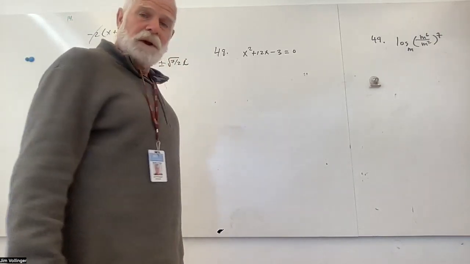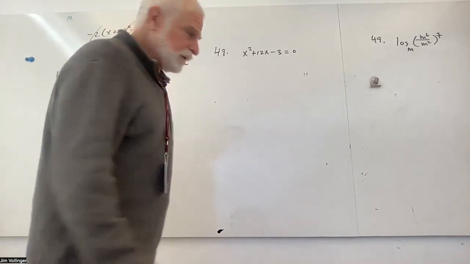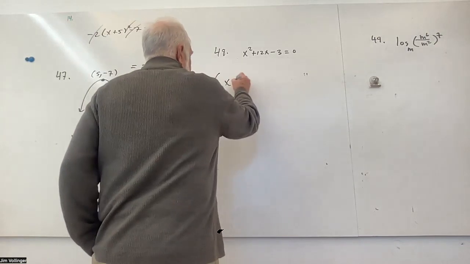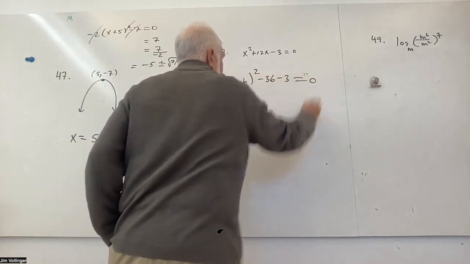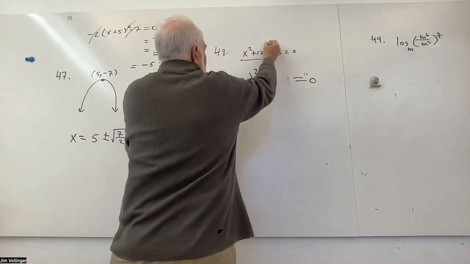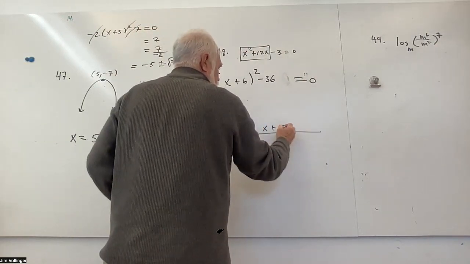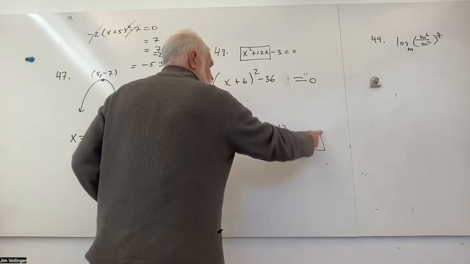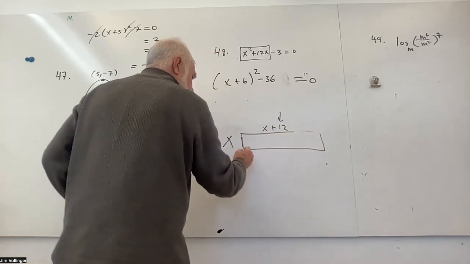And most of the problems we've been working with can be handled more easily by completing the square. So (x + 6)² − 36 − 3 = 0. I'm showing the completing the square process for this rectangle. That rectangle is x times (x + 12), right?